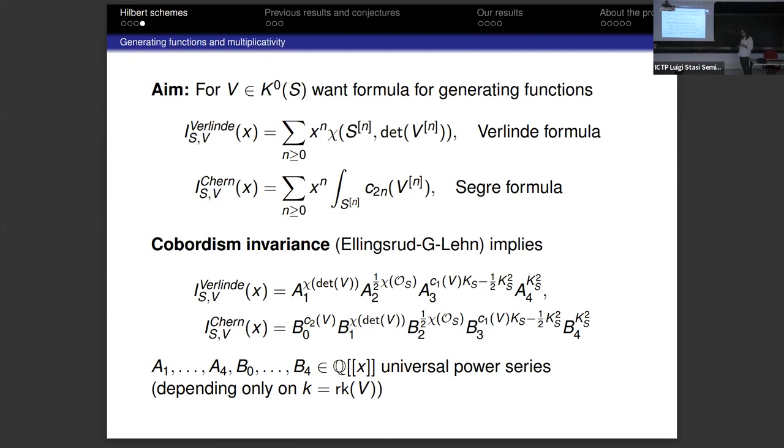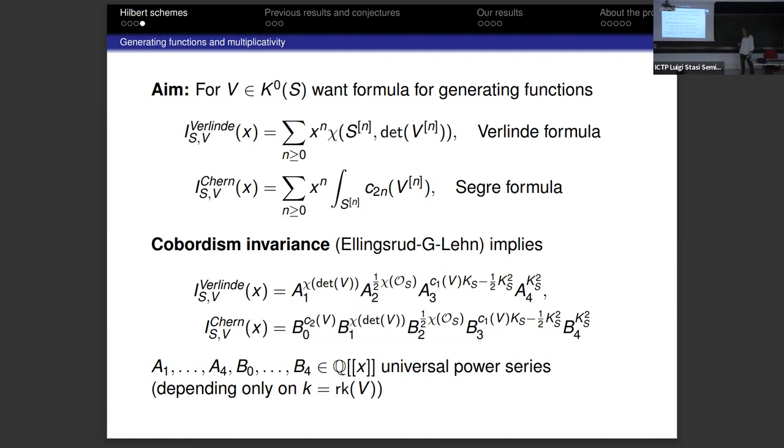And these universal power series now depend only on K, which is the rank of V. Okay, so these are now totally universal because we have fixed what the problem is, and so they depend only on this. We have this expression. So to know what this thing is is the same as knowing these nine power series. Well, if you want to solve the Verlinde problem, we have to know these four. So this is the statement.